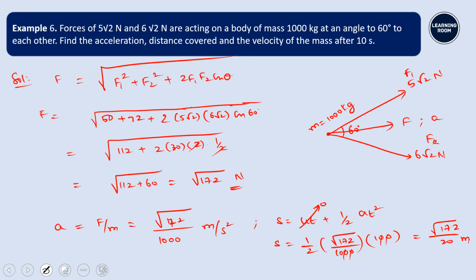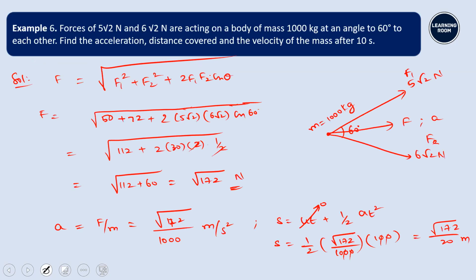And the last point that we need to calculate in this problem is velocity. So how to calculate the velocity? V is equal to u plus at. U is again 0. So V will be equal to acceleration, which was root 172 divided by 1000, into the time, which is 10. So it will be root 172 divided by 100 meter per second. So this is going to be the answer. Make a note of it.